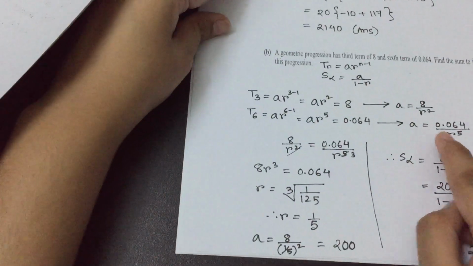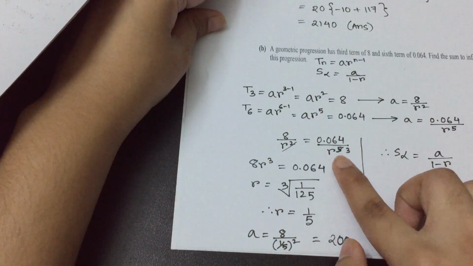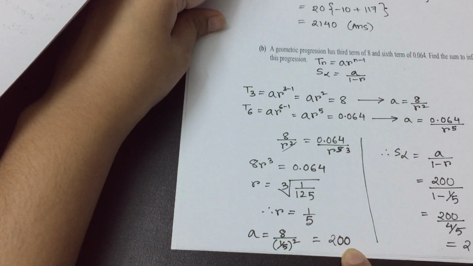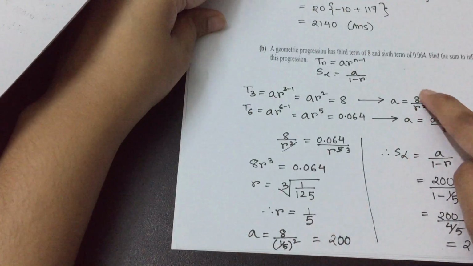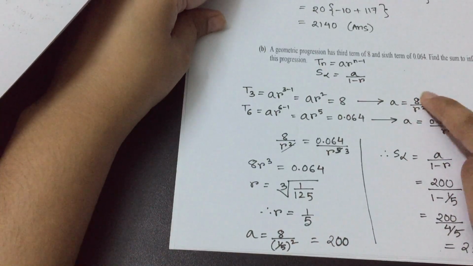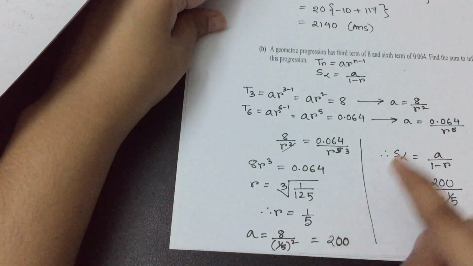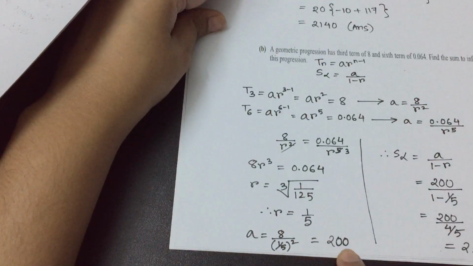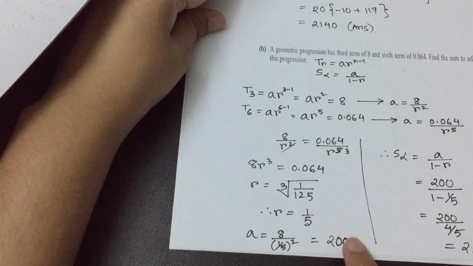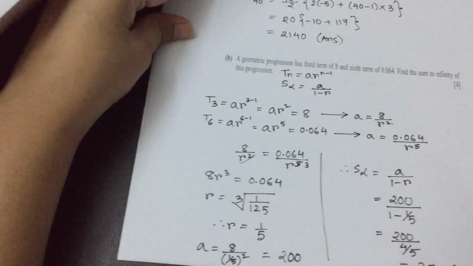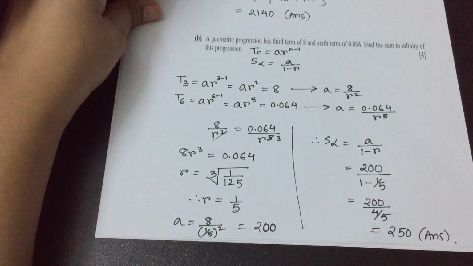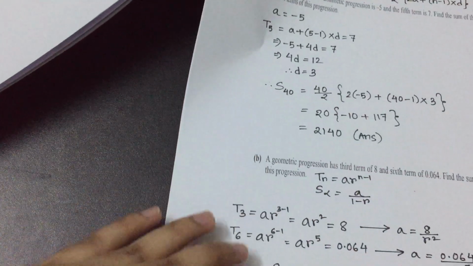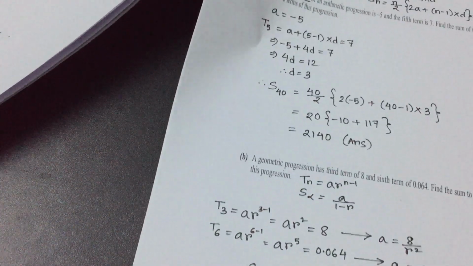Then by equating these two expressions for a, I have found the ratio, which is 1 by 5, and using any one of the formulas, I have used 8 by r squared to find the value of a, which gives me 200. Now I have my a and r, and then you can easily use the formula for sum of infinity to get 250.